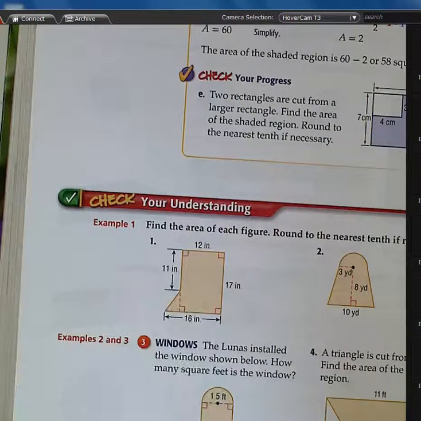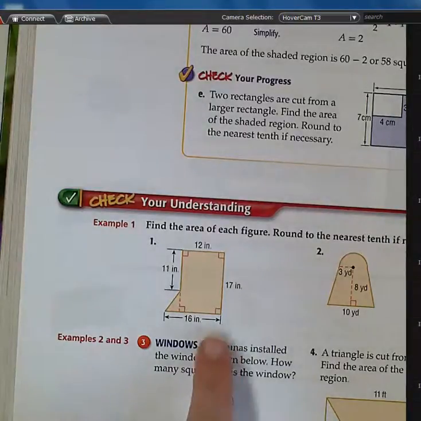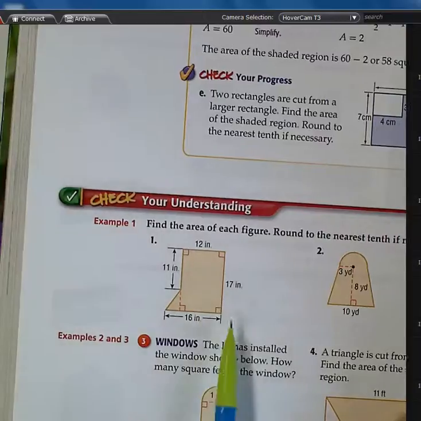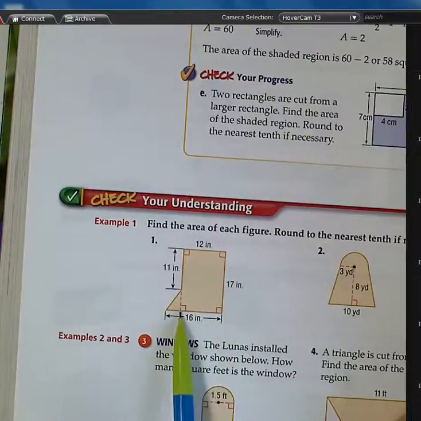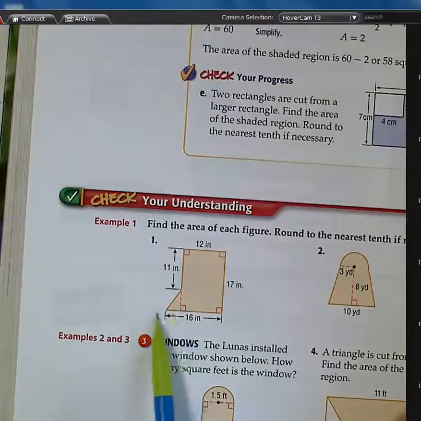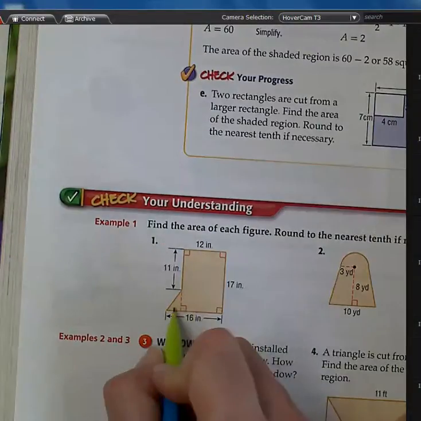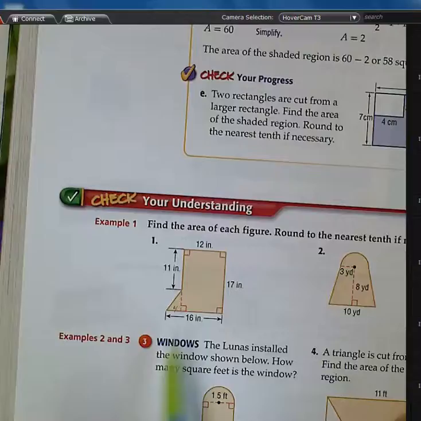How do you know? Wes, tell me one of them. So Wes says, I see a line going this way and it's 12. Well, if the whole thing's 16 and this is 12, what's left over? 4. So that would be the base of the little triangle.